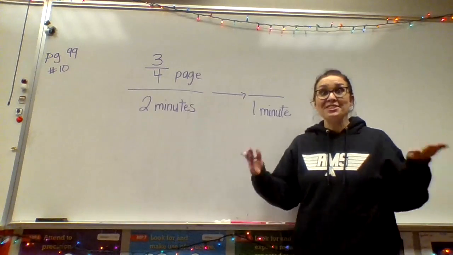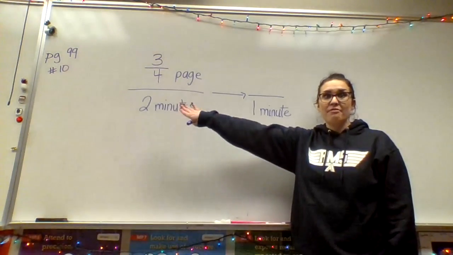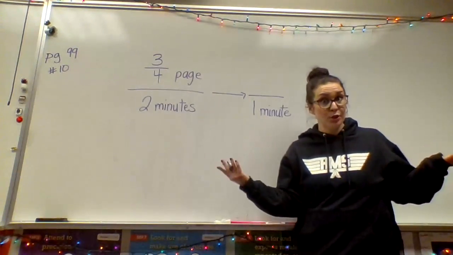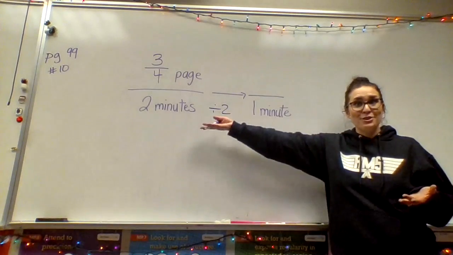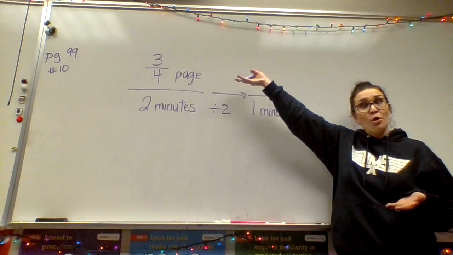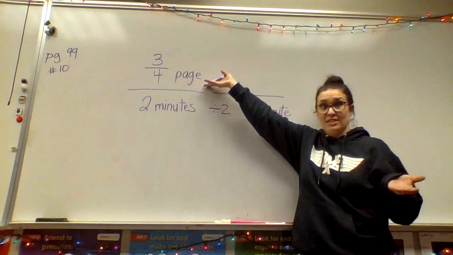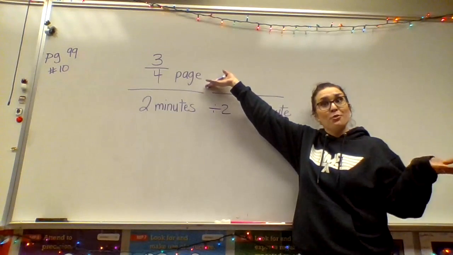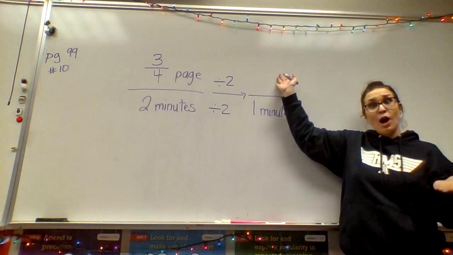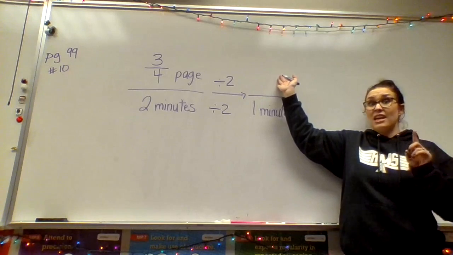That's pretty neat. So let's think real quick, my friends. How would I get from 2 minutes to 1 minute? Well, we would divide by 2. And you know that whatever you do to the bottom, you also need to do to the top. So that tells me I'm going to take the total amount of pages that I have, 3/4, I'm also going to divide that by 2. And after I solve this, my friends, then that would tell me how much I am able to read in 1 minute.